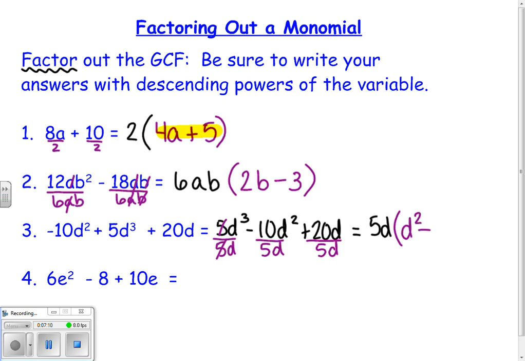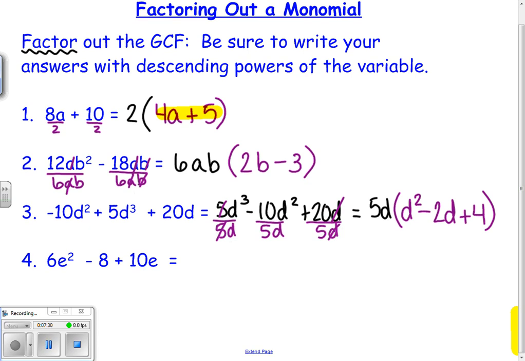Then there's a minus sign. 10 divided by 5 is 2. I had a d squared, I took a d, I still have 1 left. Then there's a plus sign. 20 divided by 5 is 4. Got a d, took a d, none left. So just double check to make sure that your original expression is in descending order.